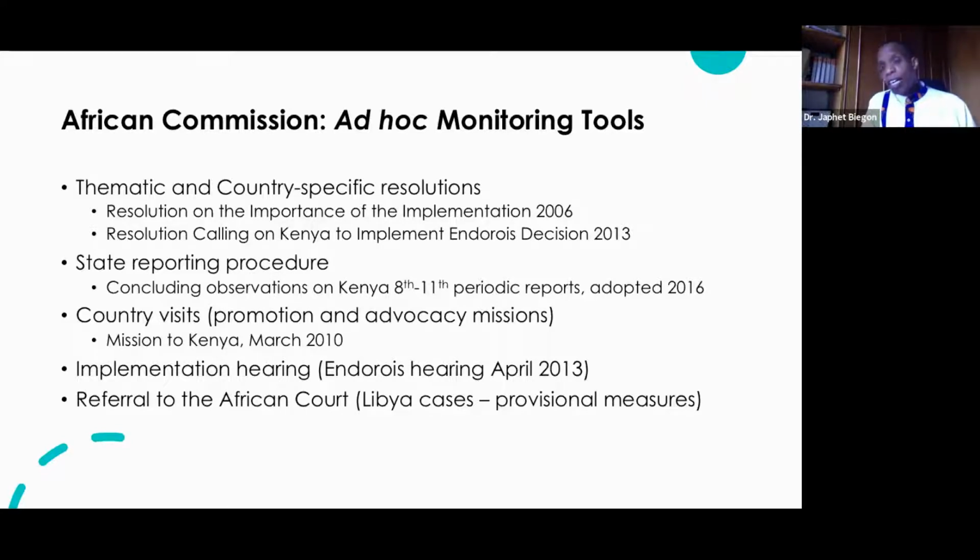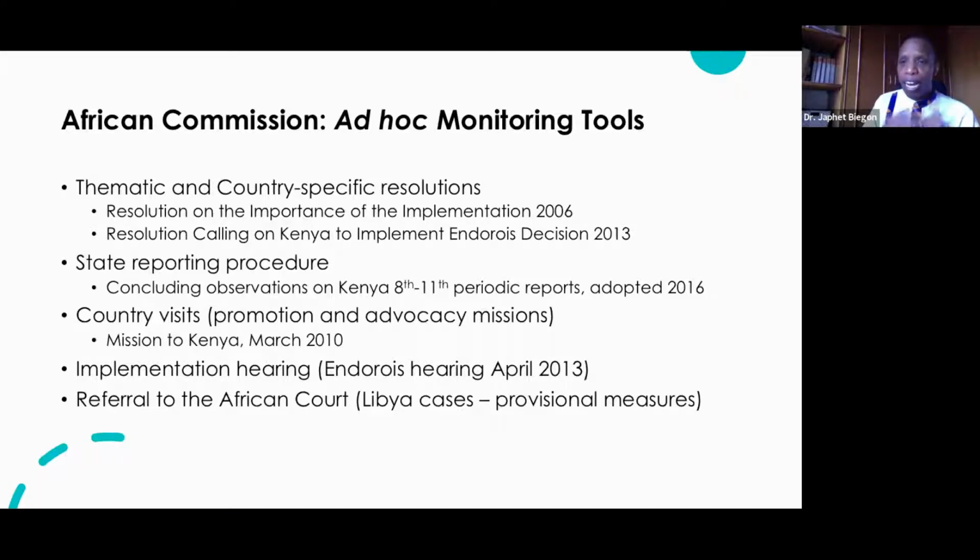Apart from the thematic and country-specific resolutions, it has also deployed the state reporting procedure. So we have seen the African Commission mentioning and asking states during the reporting procedure, have you complied with this specific decision that we issued on such and such a date? And then the state response. And in the concluding observations, we have seen the African Commission asking states to specifically comply with specific decisions. For instance, concluding observations on the state party periodic report of Mauritania in 2012.